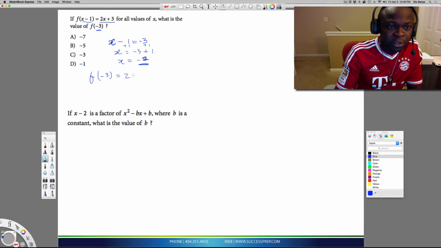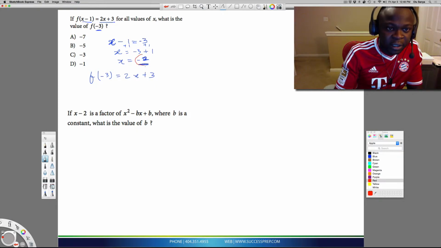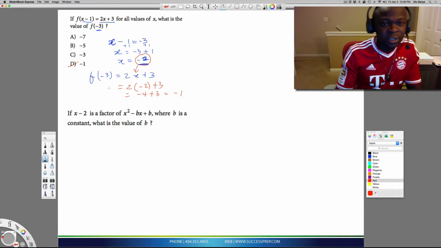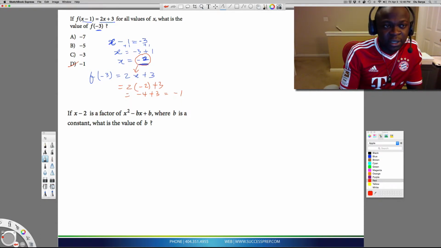You just pretty much are putting it in here, where your x goes right there. Okay, so that becomes 2 times minus 2 plus 3, and this is minus 4 plus 3, which is minus 1. So the answer for this question is D. So again, recognizing that this is not an f of x function, it is an f of x minus 1, this minus 3 needs to be substituted for this x minus 1, solve for x, then plug that x into the main equation.